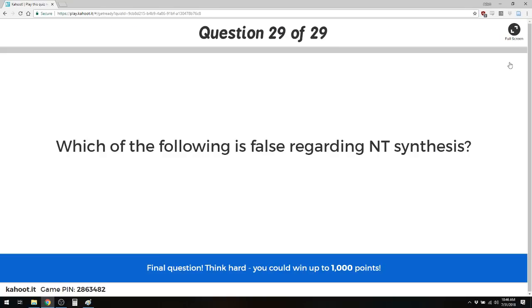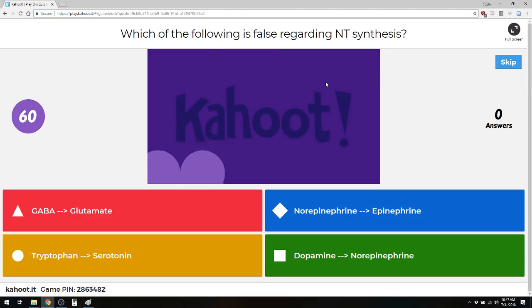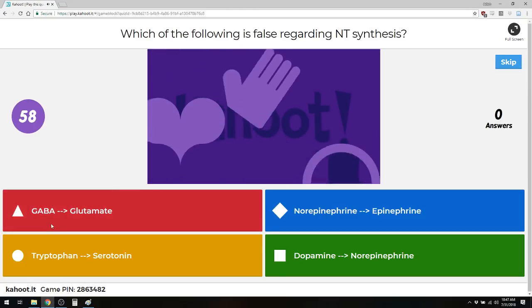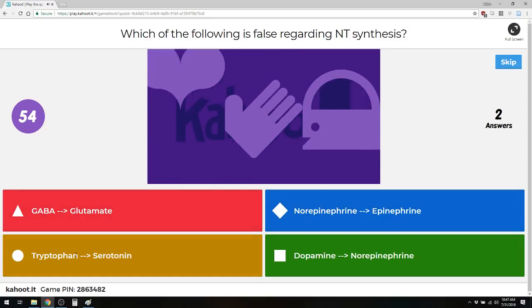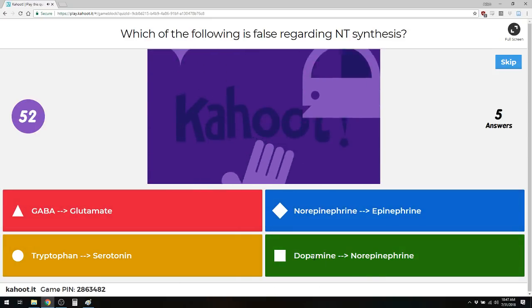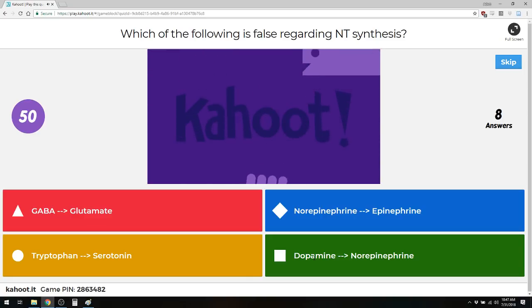Okay. Which of the following is false regarding neurotransmitter synthesis? GABA gets turned into glutamate, norepinephrine gets turned into epinephrine, tryptophan gets turned into serotonin, and dopamine gets turned into norepinephrine. Which one of these is false regarding their synthesis?